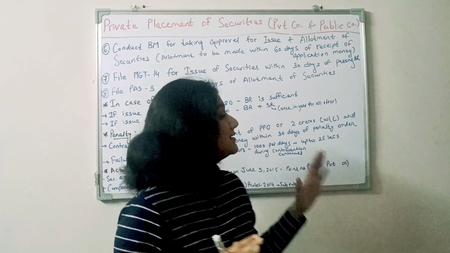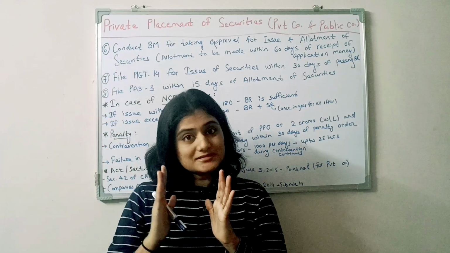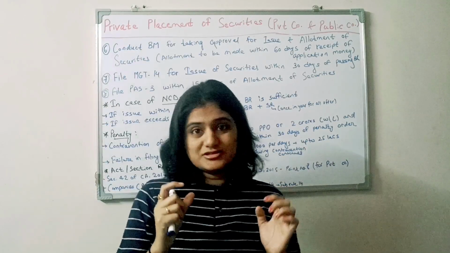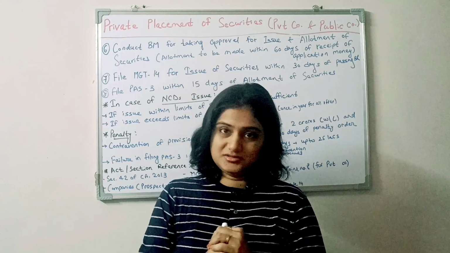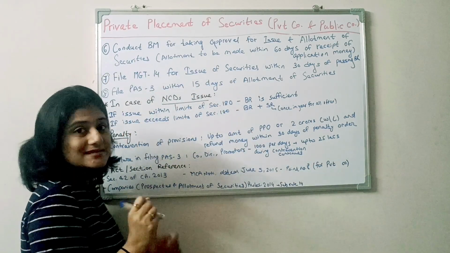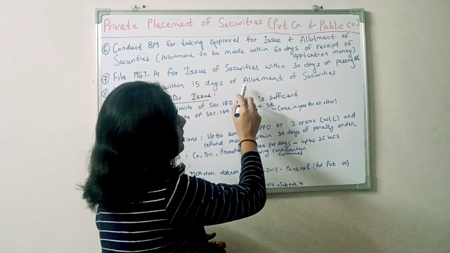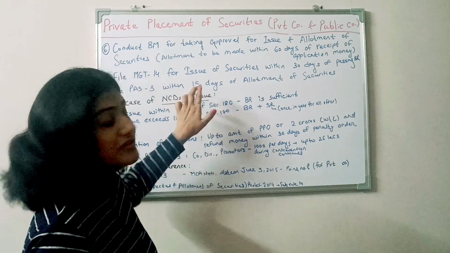resolution. So this filing of MGT 14 is mandatory for private companies as well, because in the Act it is clearly mentioned that a private company is required to file MGT 14 for this purpose. Next, file PAS 3. PAS 3 is the return of allotment of securities, to be filed within a period of 15 days of allotment of these securities. Here the timeline is 15 days.